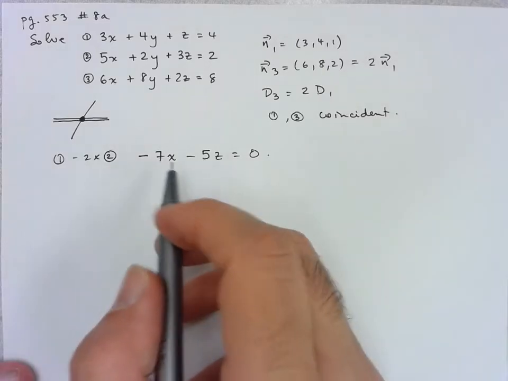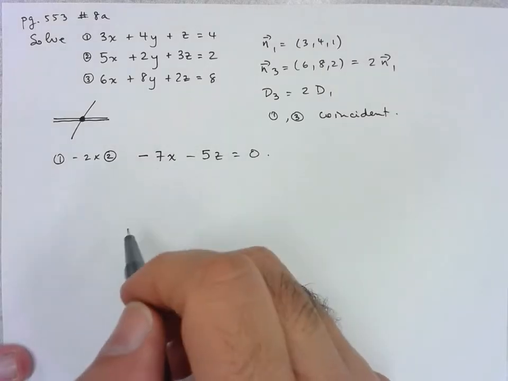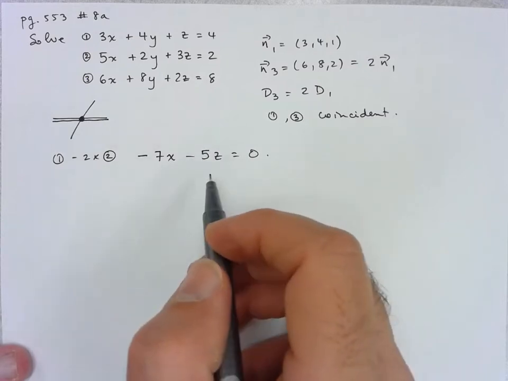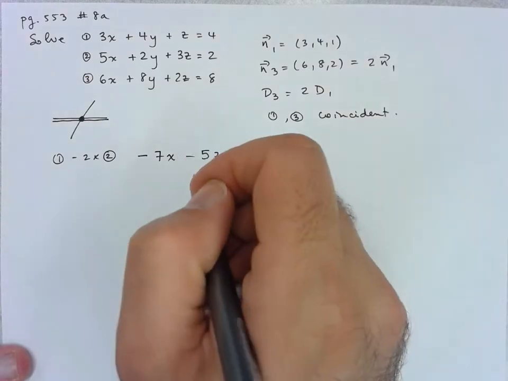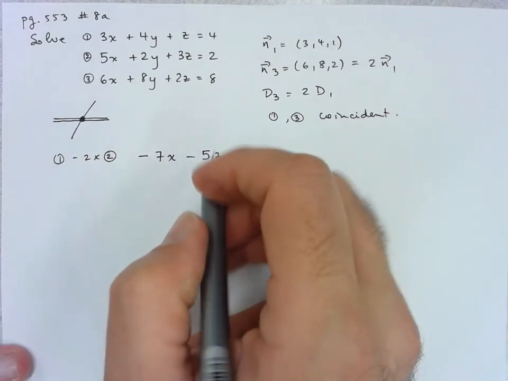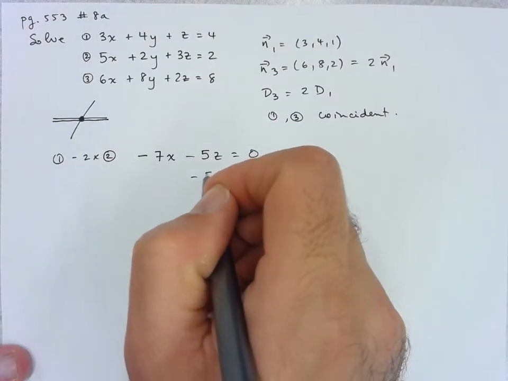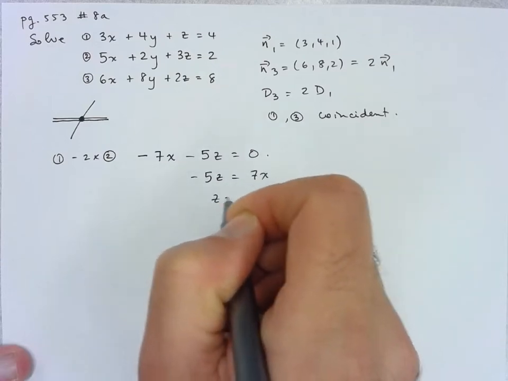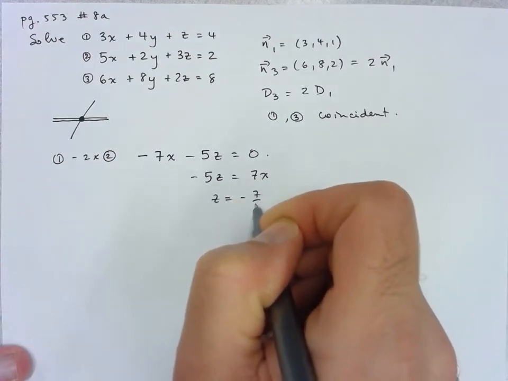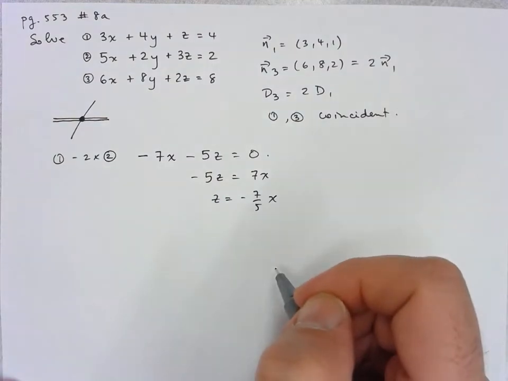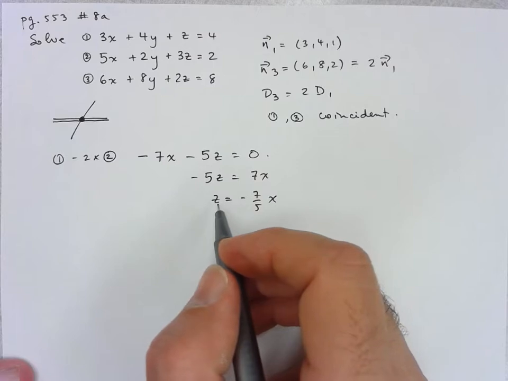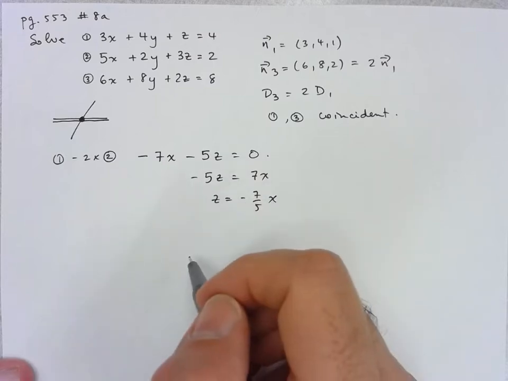Okay, that makes life a little easier. Now we've created an equation that involves x and z, and the deal here is to write one variable in terms of the other. I'll solve for z, since dividing by 5 is a little nicer than dividing by 7. So negative 5z is equal to 7x, so z is equal to negative 7/5 x. In order to find the equation of the line of intersection, I'm going to write y in terms of x.